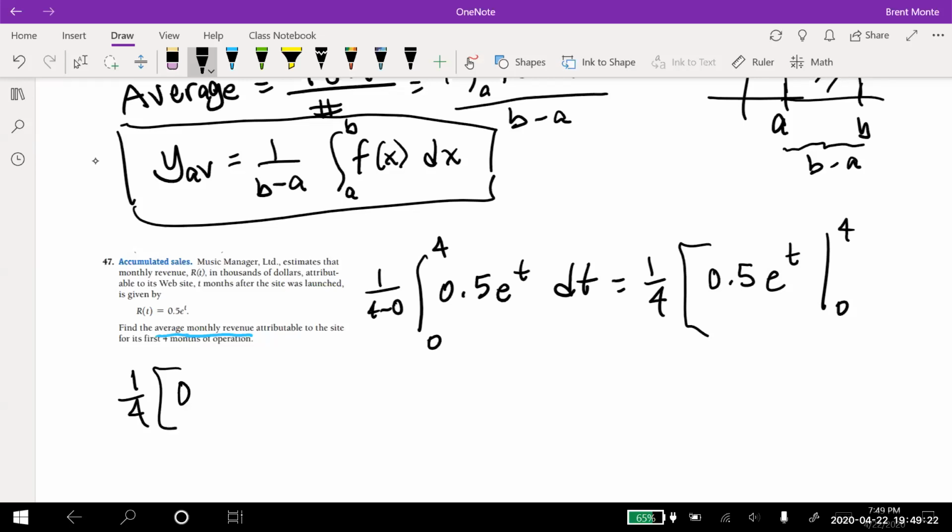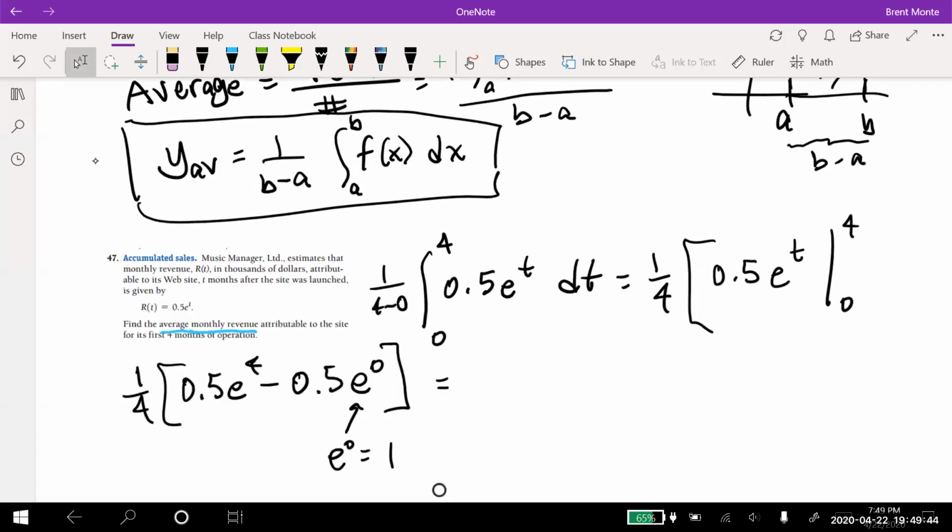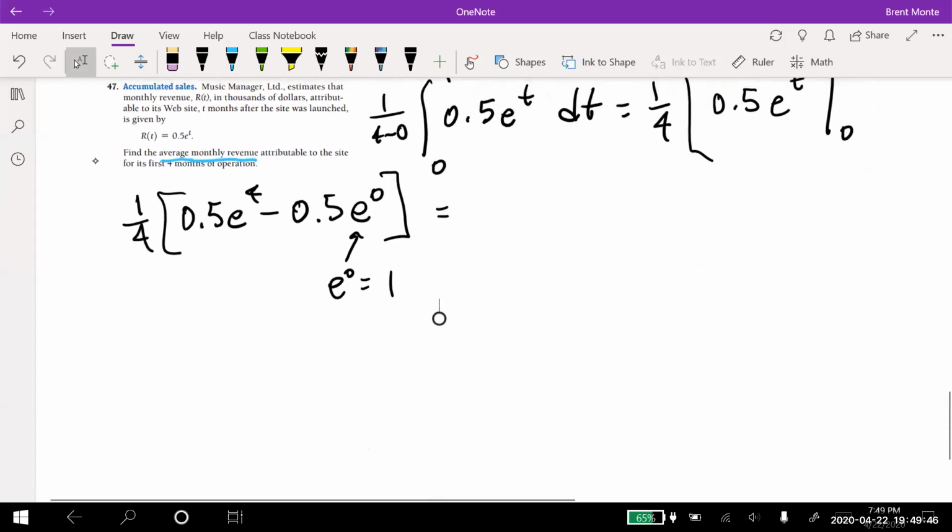So I get 0.5e^4 minus 0.5e^0. Here's where I was saying be careful, because e^0 is equal to 1. That doesn't make this whole thing go to 0. So don't just say, oh, it's a 0 like in the other ones, it goes away and we can ignore it. We cannot ignore it. So I get 1/4 times that, and I'm just going to plug everything into my calculator.